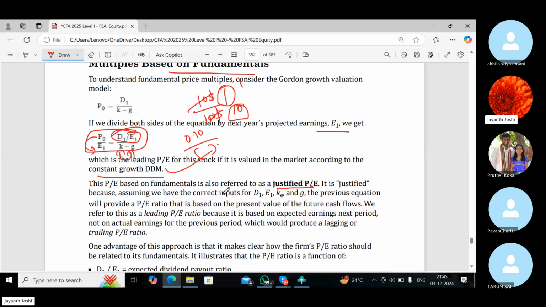Please solve this question, all of you, please do this. Find out the expected PE ratio.